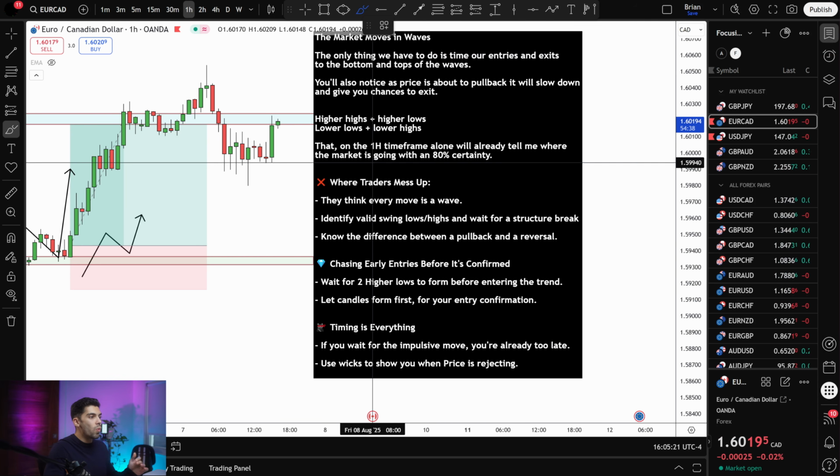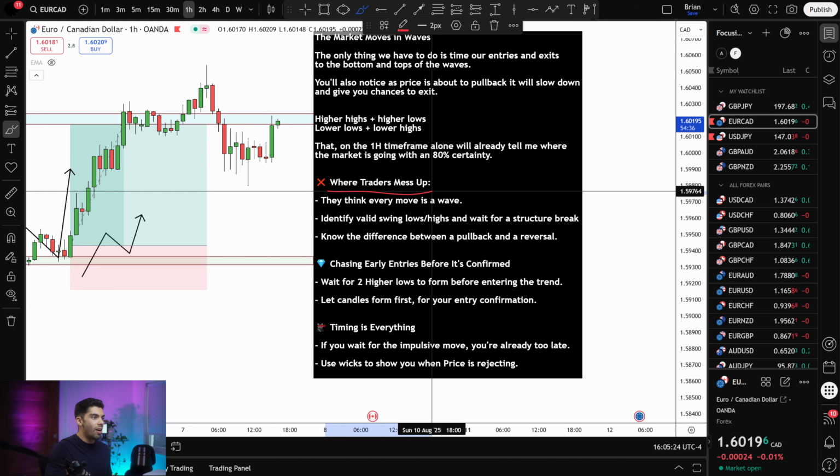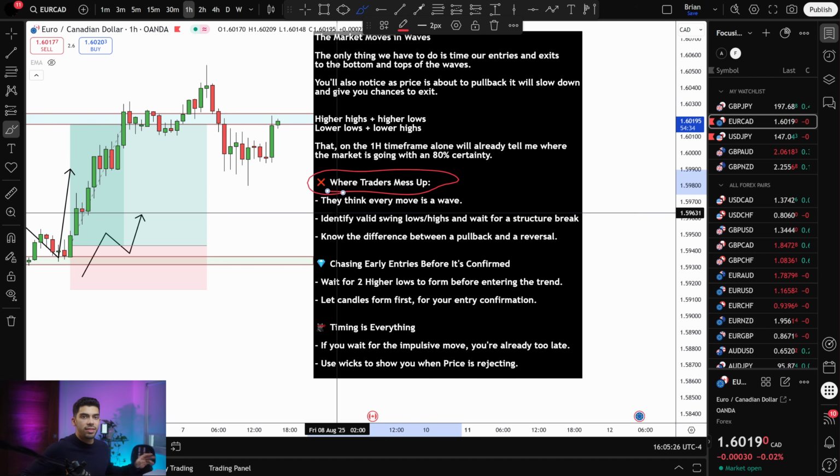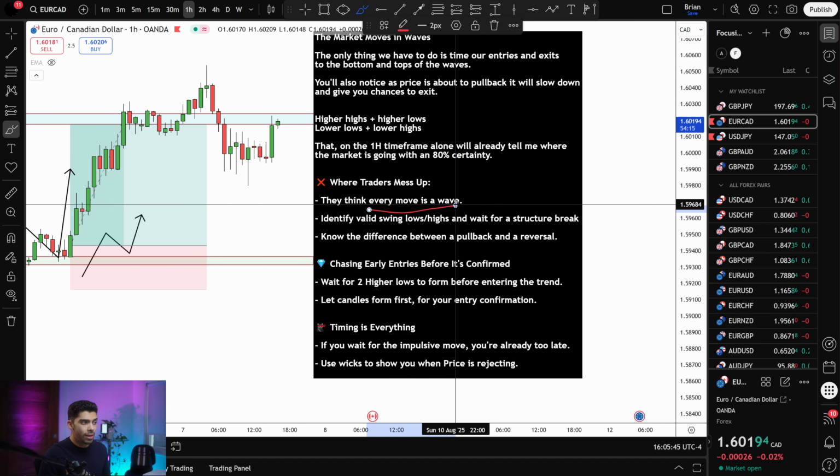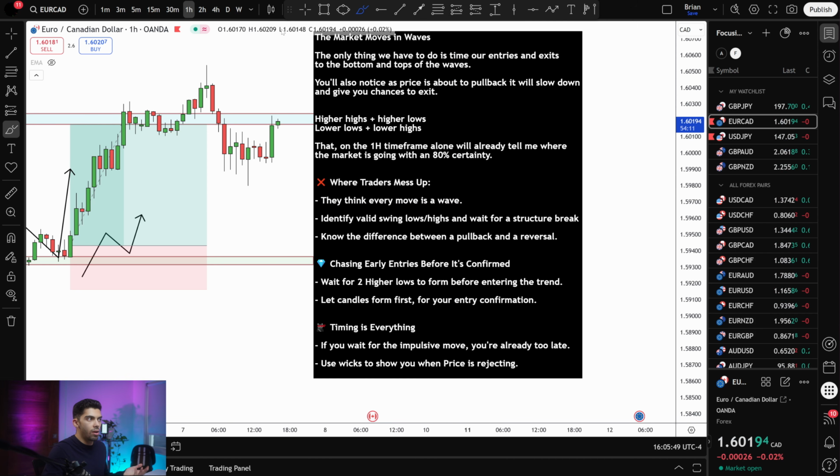But now let's talk about where traders mess up, because honestly, a lot of traders might understand this concept and they might have heard, okay, the market moves in waves, so all we simply have to do is just ride the wave of the market and we'll be good. Yes, but not every single move that the market makes is a wave.